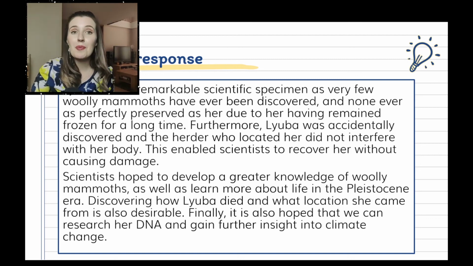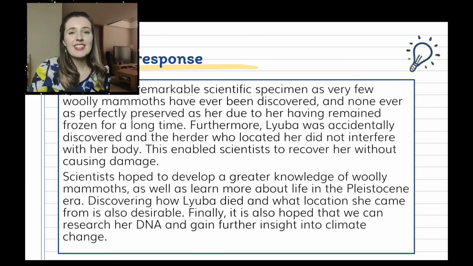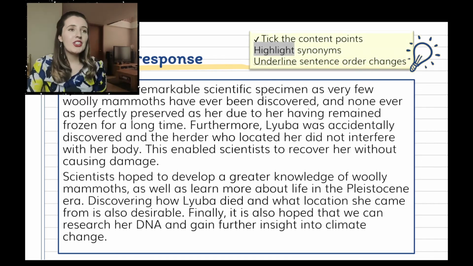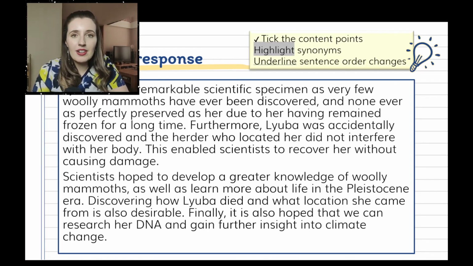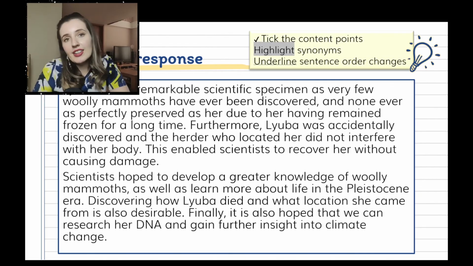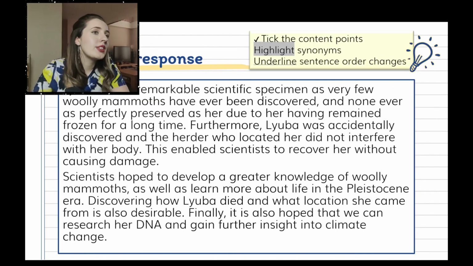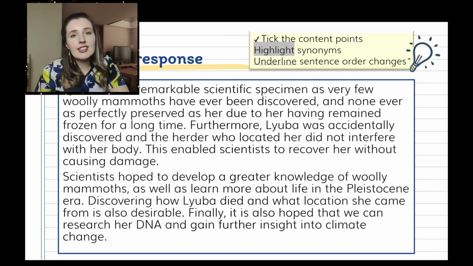There is also a copy of this exemplar on your worksheet, I should say. Now what I want you to do is, on the worksheet, can you guys tick where the content points are? So where am I actually hitting the mark scheme? Where am I writing down those 12 points? Can you highlight any synonyms that I have used? And can you underline any sentence order changes? So pause the video now and analyse my exemplar.